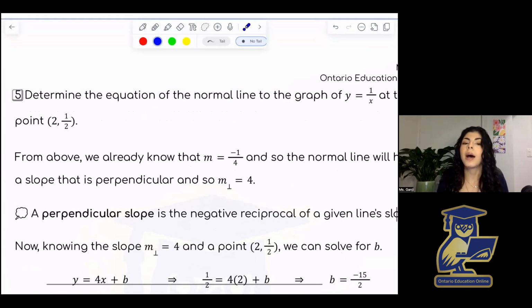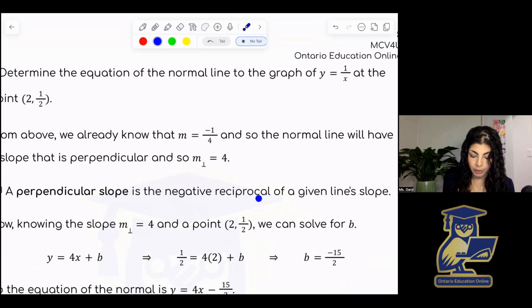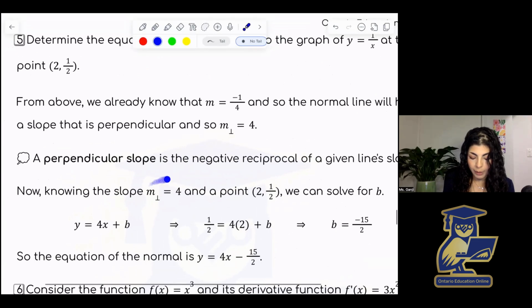This is back from grade 9, but a perpendicular slope is the negative reciprocal. The reciprocal is if you flip the fraction. So instead of 1 over 4, it's 4 over 1, and the negative. Because that one is already negative, now we have a positive. So knowing that, the normal slope, or the perpendicular slope, is 4, and we have our point.